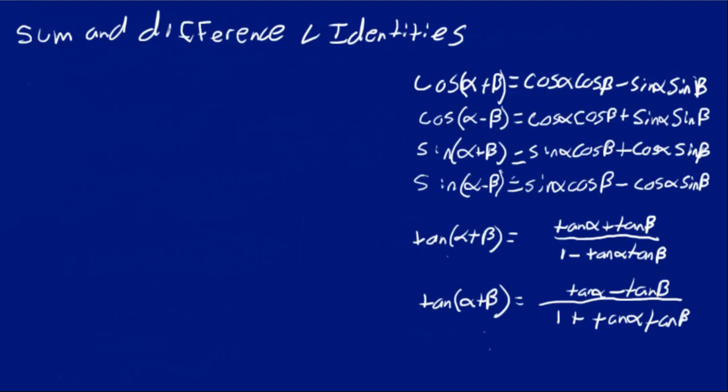This video is for day 5, which is the first day of the second week. We're beginning section 7.2, which is the sum and difference of angles identities.